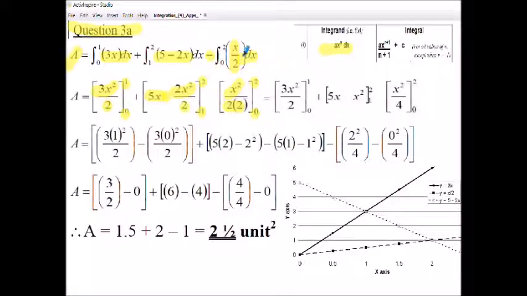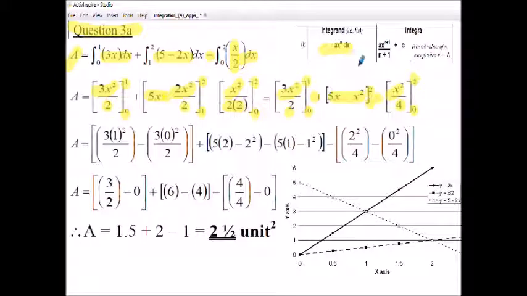What I'm doing here is slightly tidying up the integrals. The first one stays the same, so 3x to the 2 upon 2 between our limits of 0 and 1 is fine. I'm adding to that the 5x minus x squared between limits of 1 and 2. I just tied it up inside the bracket there, and then take away our x to the 2 upon 4 between the limits of 0 and 2.